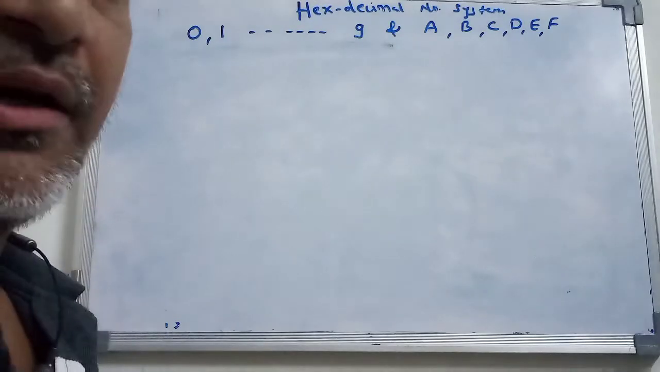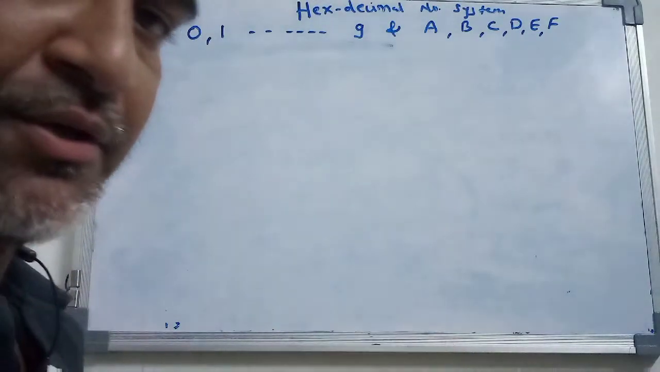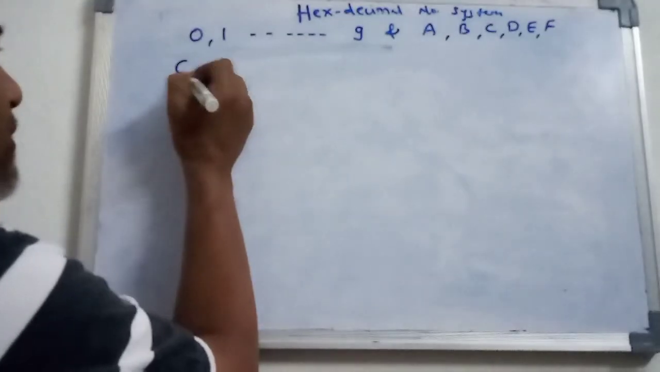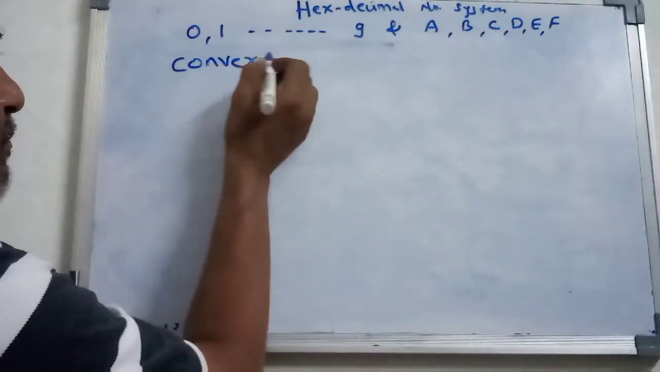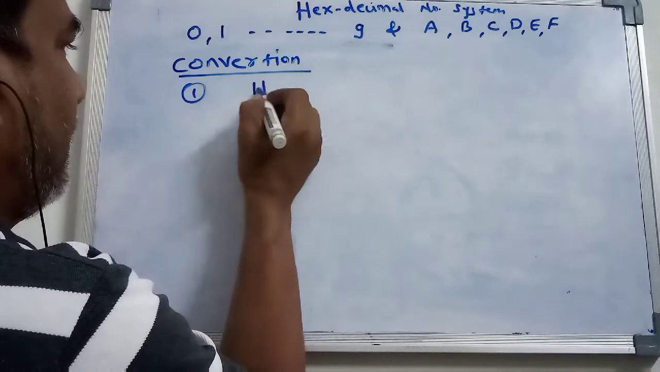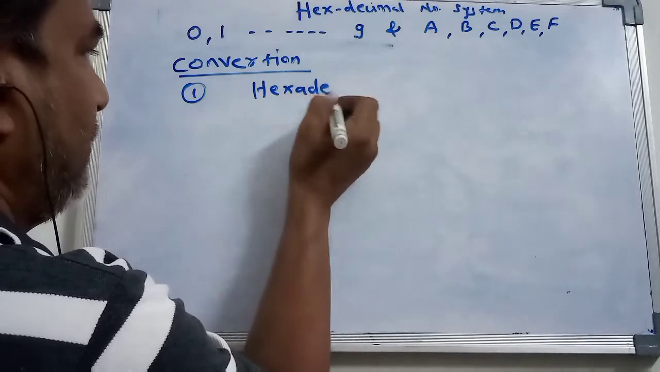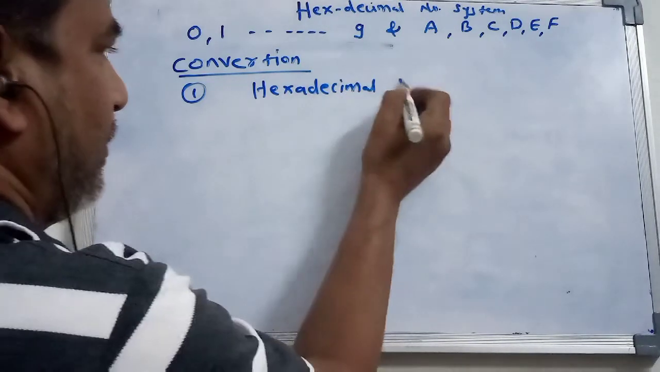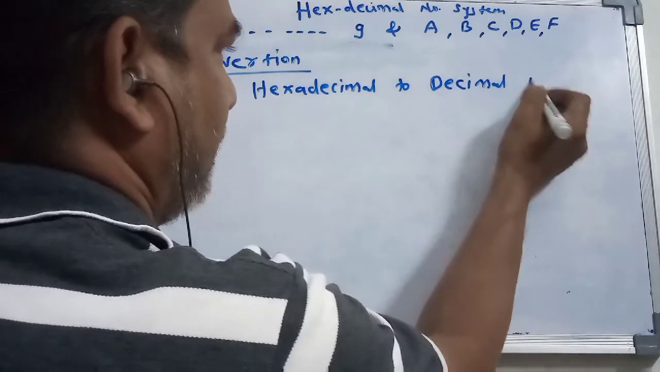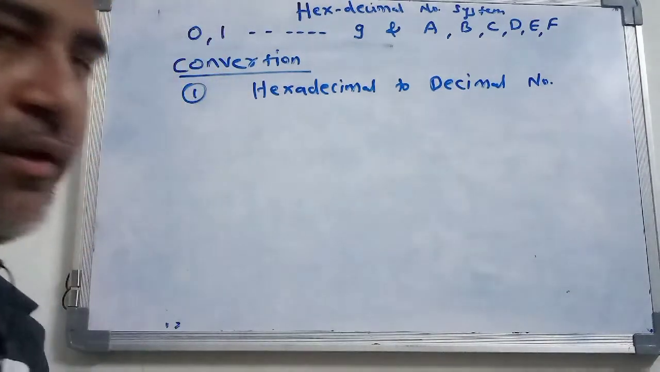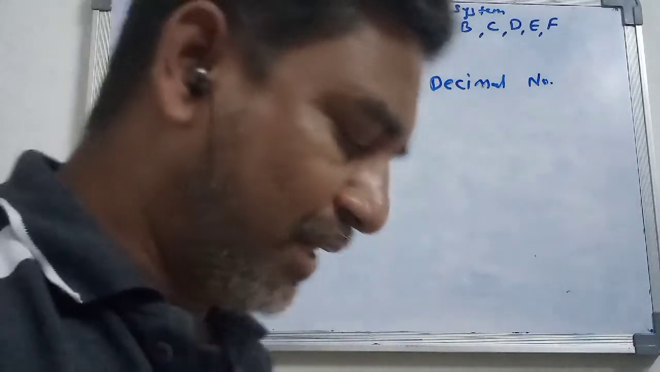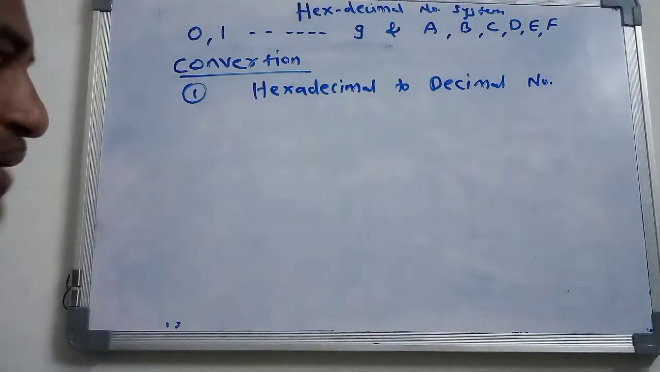Now in this hexadecimal system, you have to study the hexadecimal to decimal conversion. The first conversion you have to study is hexadecimal to decimal number.